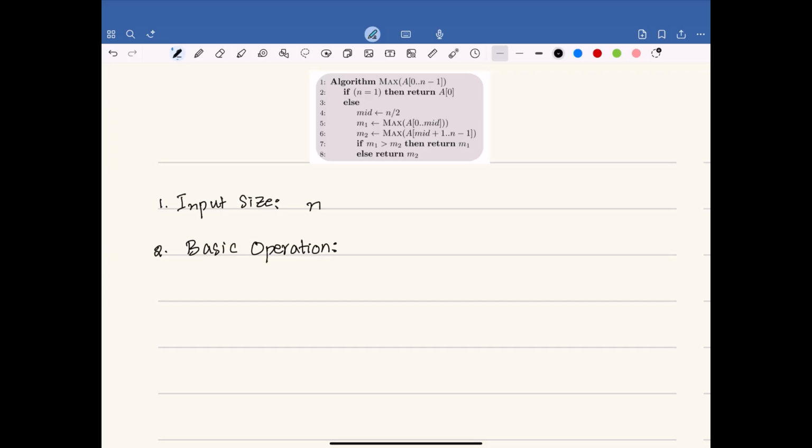However, it is more appropriate to select comparison as the basic operation because the algorithm fundamentally relies on comparing elements to determine the maximum value in the array. The addition is secondary and only helps divide the array. Thus, we define the basic operation as comparison.